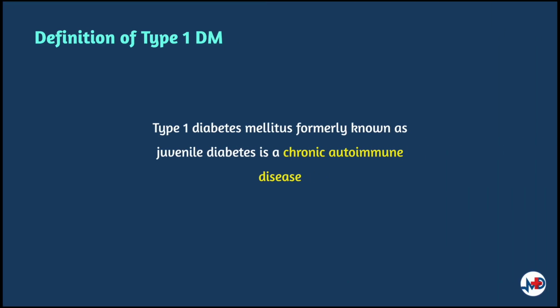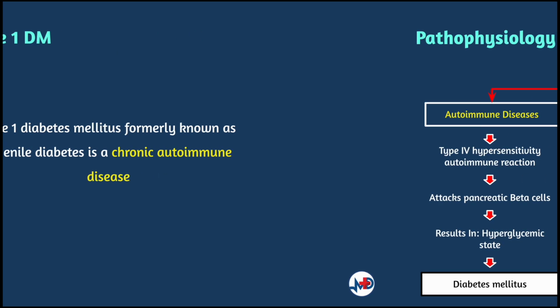Type 1 diabetes mellitus, formerly known as juvenile diabetes, is a chronic autoimmune disease. The word diabetes was derived from the Greek word meaning siphon, to pass through, while mellitus is a Latin word meaning honeyed or sweet. The pancreas, which contains beta cells, produces insulin, which moderates the glucose level in the blood. Owing to immune-mediated destruction of these cells, an individual goes through a state of absolute insulin deficiency and subsequently hyperglycemia.